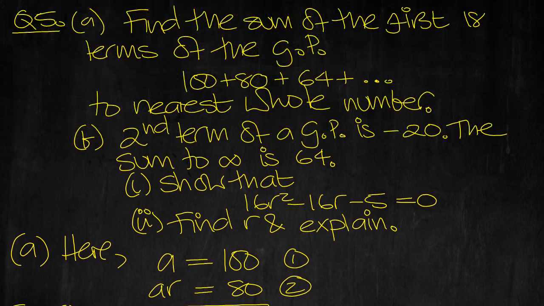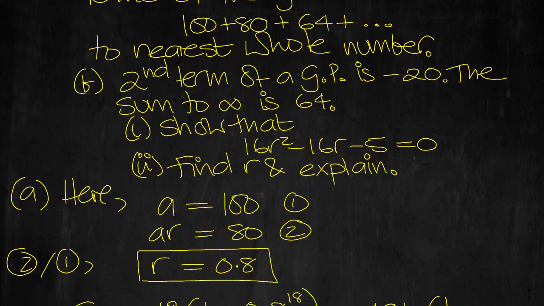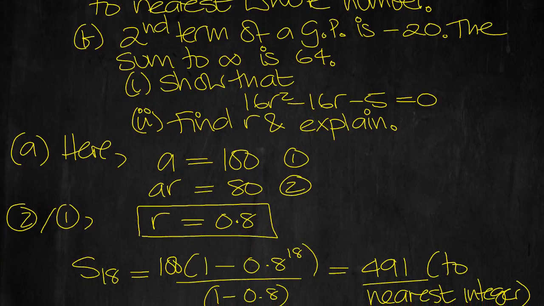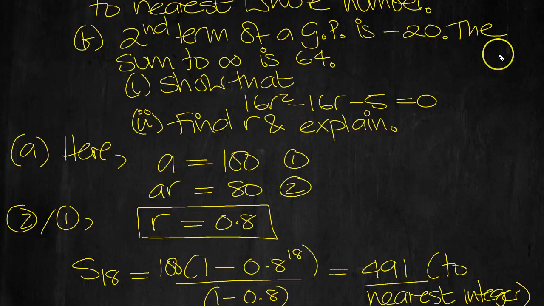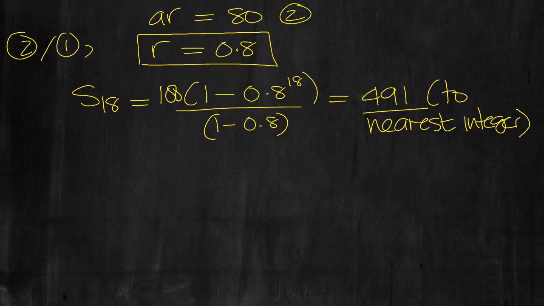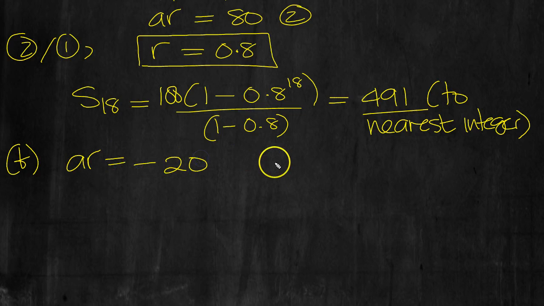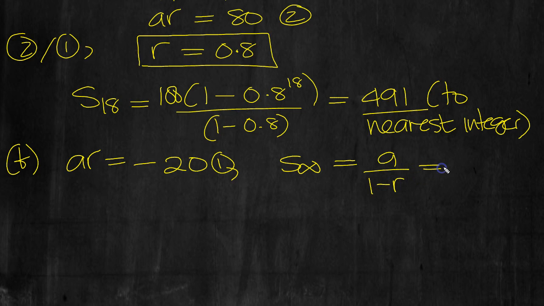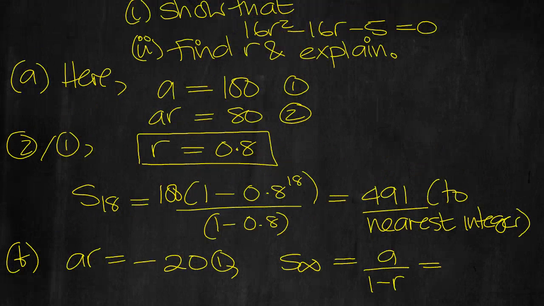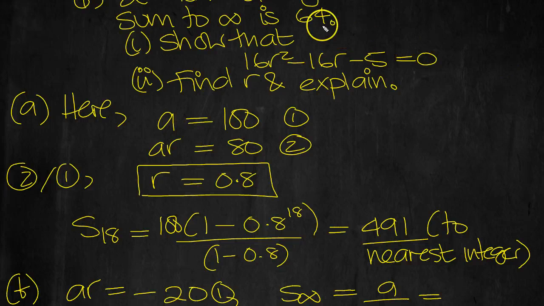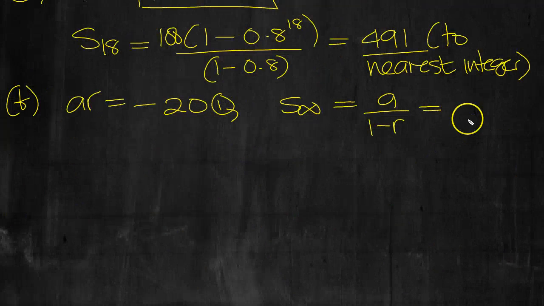So that's part A. Part B then, second term is minus 20 and the sum to infinity is 64. Second term is AR and that was equal to minus 20. The sum to infinity is equal to A over 1 minus R, and that was equal to 64. So let's put that down then.